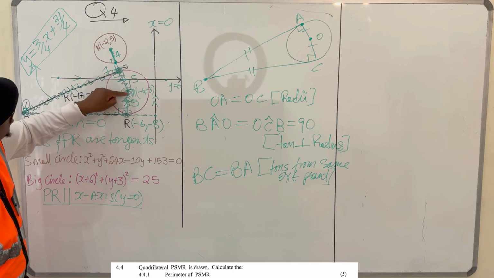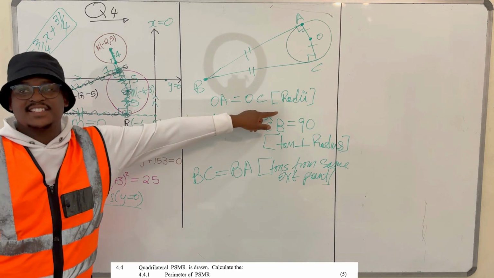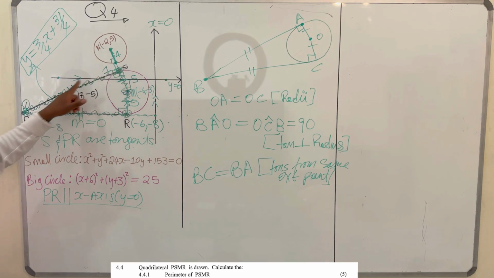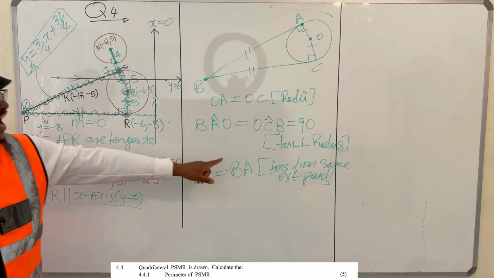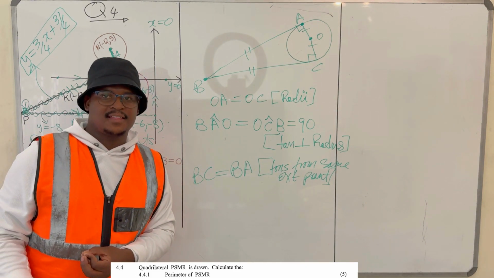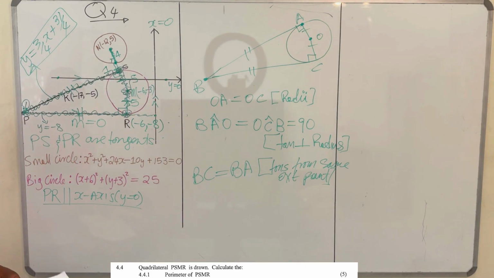So MS is equal to MR because they are radii of the circle. No problem. And RP is equal to SP because these are the tangents from the same external point. So they should be equal in length. So now, what we need to find is the length of these tangents. How are we going to do that?